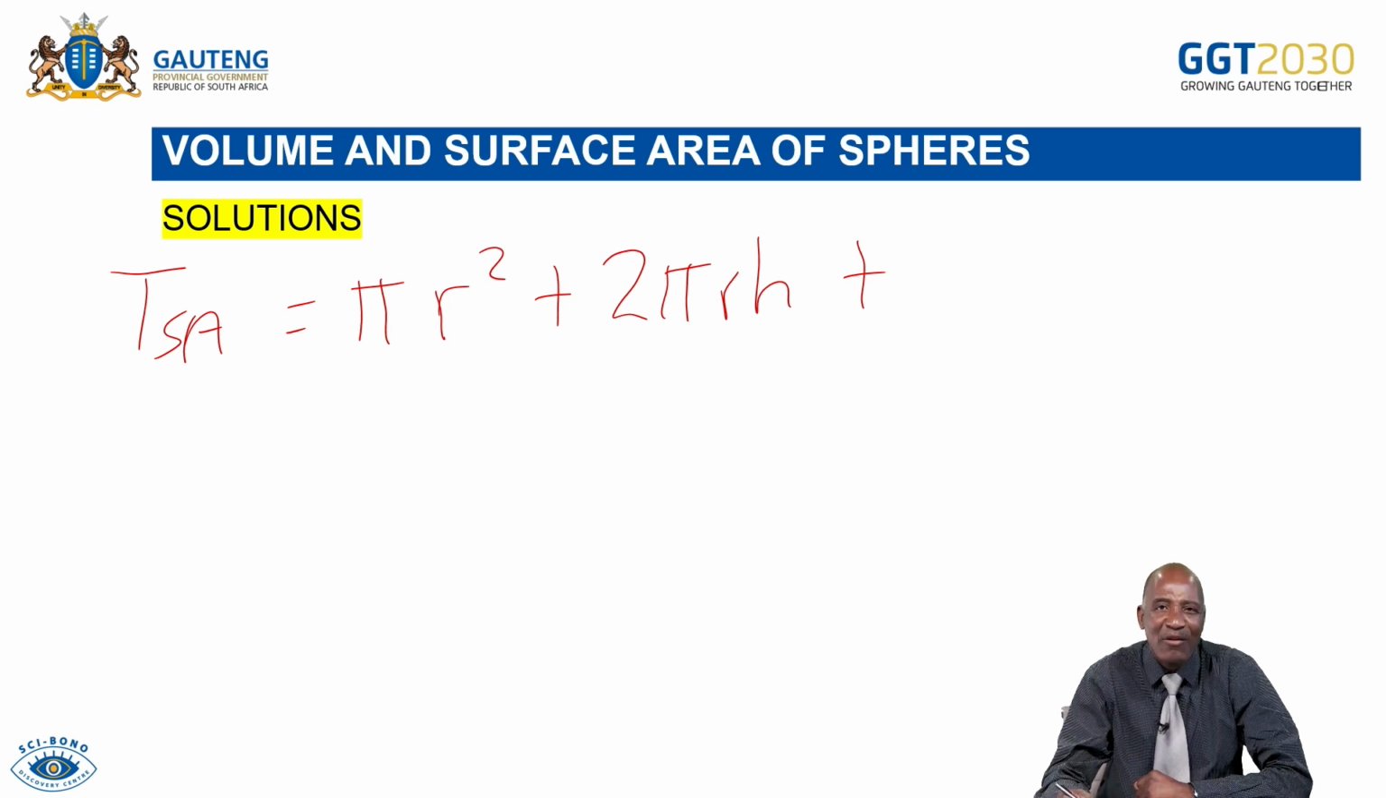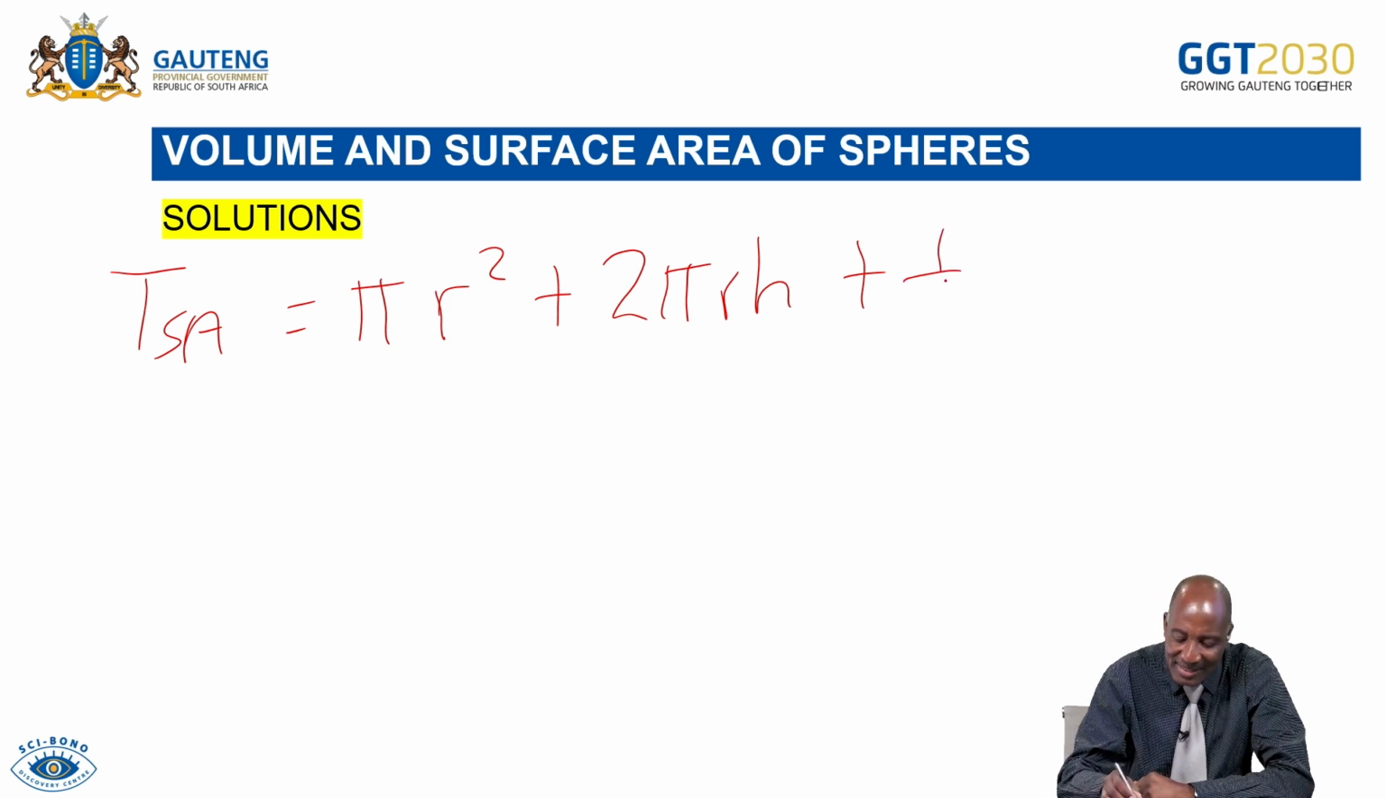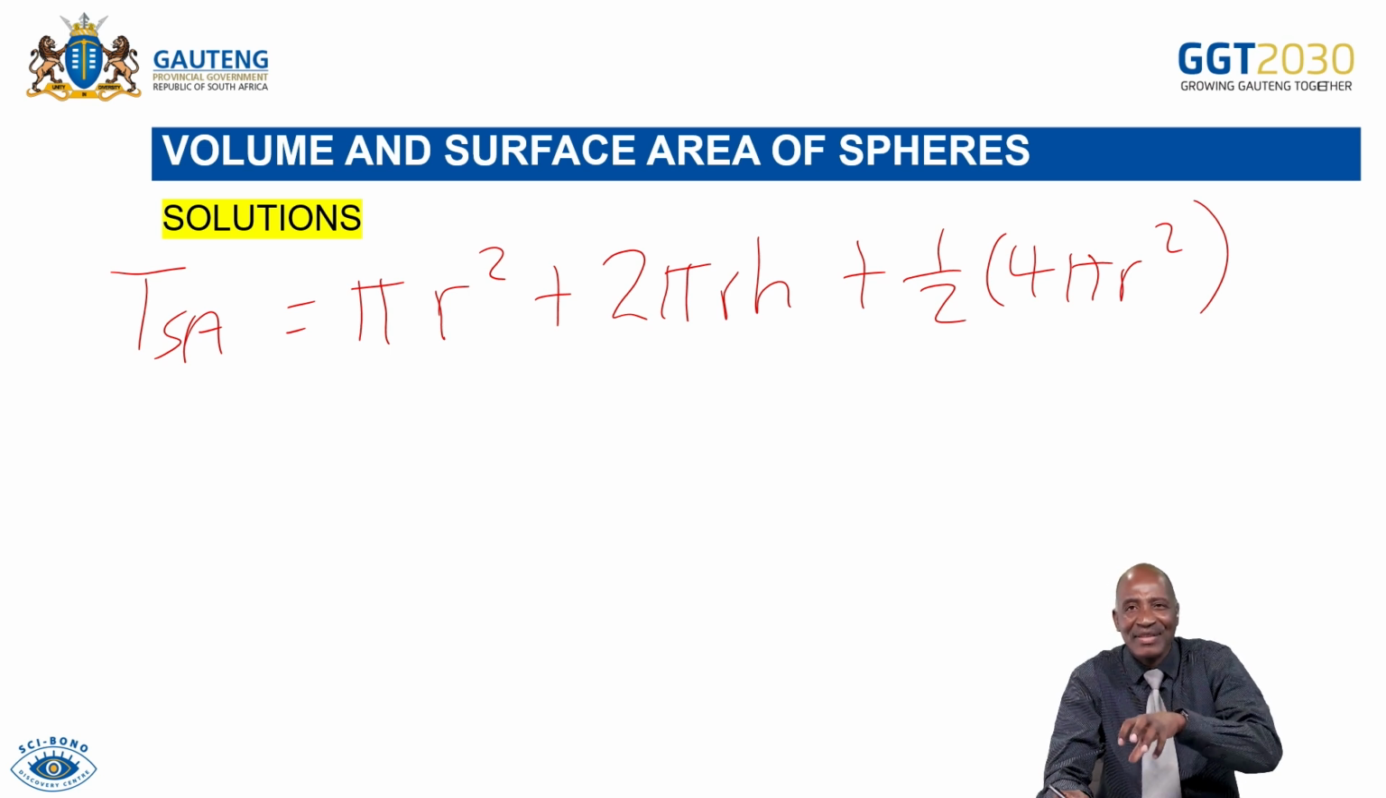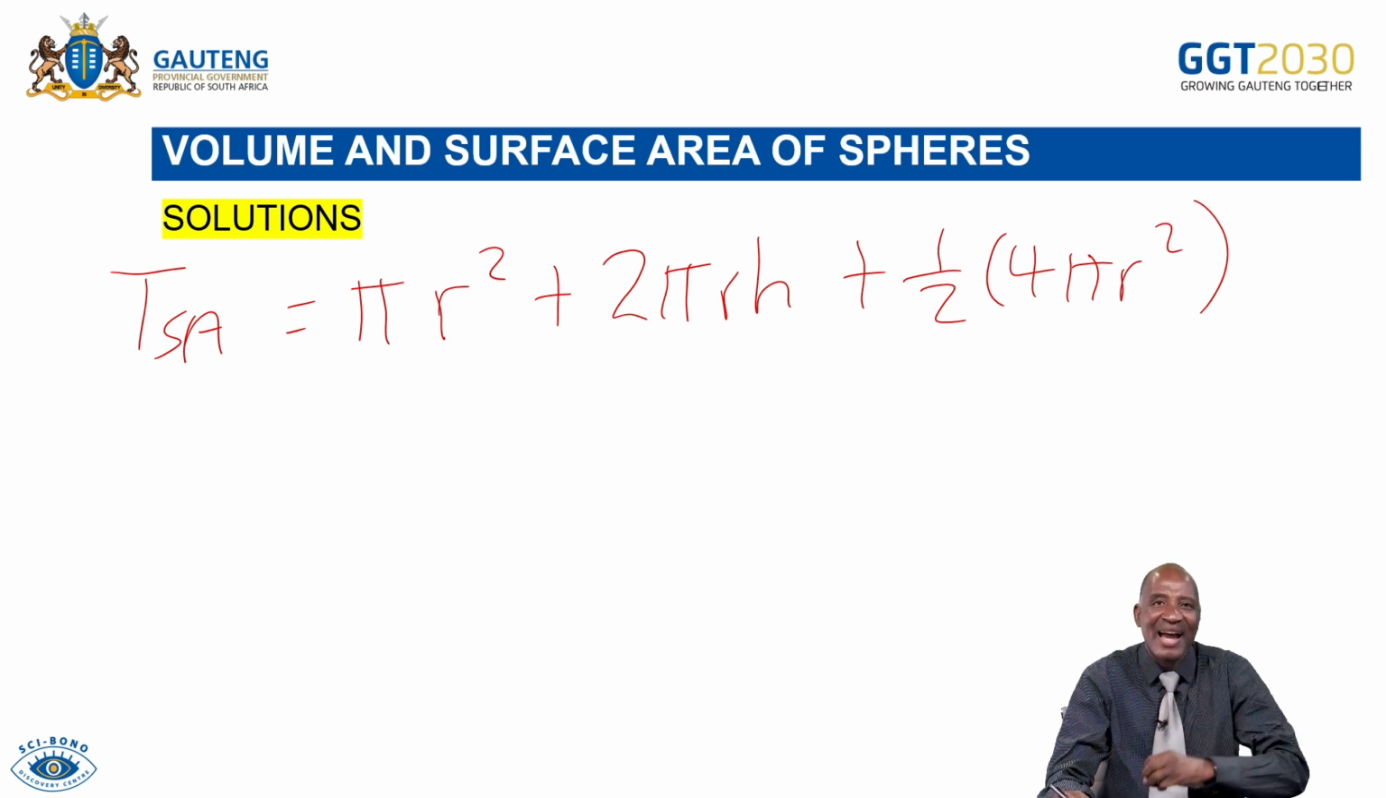A hemisphere is half of a sphere, so it's going to be plus half of 4 pi r squared. 4 pi r squared is a full sphere's total surface area. But since we are dealing with half of it, it's going to be half of 4 pi r squared. But today, we are not dealing with a full sphere, we are dealing with half of it. The rest is substitution. Where there is r, we put 2.9 throughout.